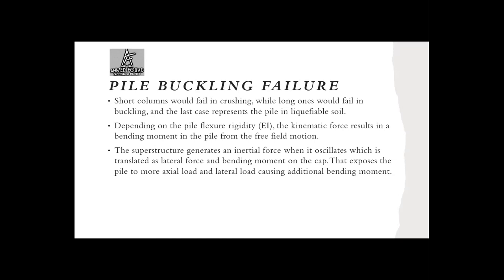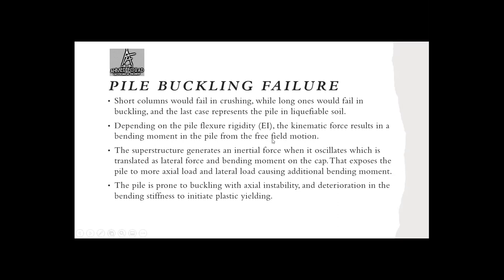Let's think about what's going on. If we have a pile, and this pile has an axial force at its top, when the earthquake comes, it will start to move the pile laterally, especially at the top. So what happens to the axial load at the top? It will not be at the center of the pile now. So there will be an eccentricity. So with more axial load, there will be more bending moment on the pile, which will cause eventually, if this axial load is large, plastic yielding, and we can see a plastic hinge in the pile.